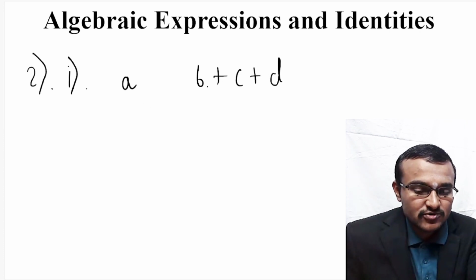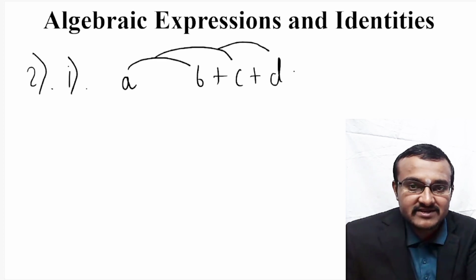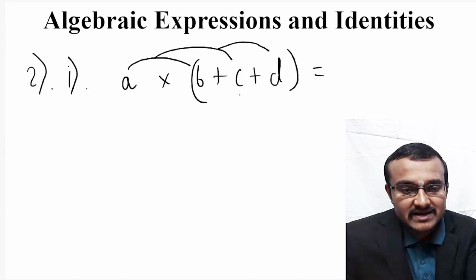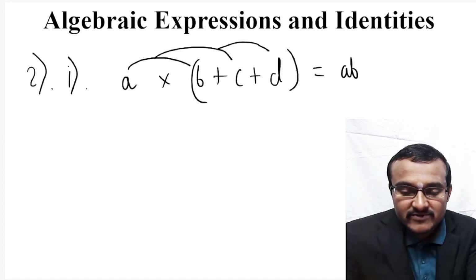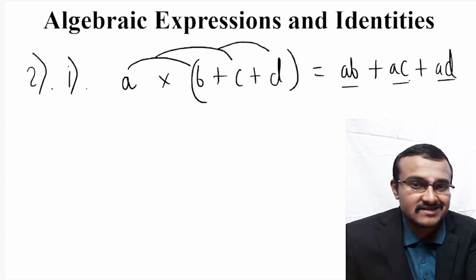Here when you do A into B plus C plus D, you should multiply A with B, you should multiply A with C, you should also multiply A with D. So when you multiply A with B plus C plus D, you will get AB. When you multiply A with B, it will be AB. When you multiply A with C, it will be AC. And when you multiply A with D, it will be AD. So the answer which you will get will be AB plus AC plus AD.